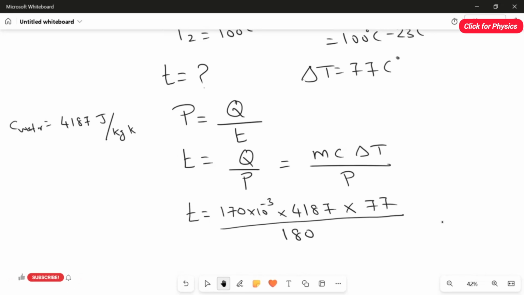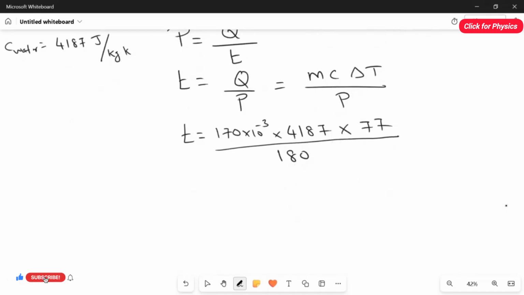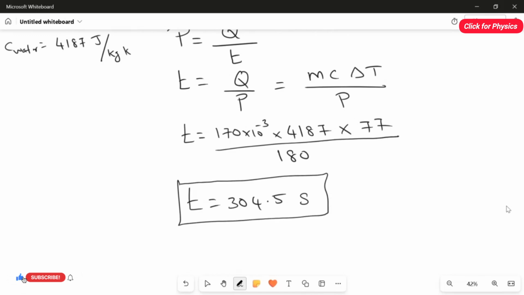So we have to find the answer now. So let's see what's the answer. 170 multiply 10 power minus 3 multiply 4187 multiply 77 over 180. Here we got the answer as 304.48. So the answer we got here is T equal to 304.48, and the unit for the time is second. So this is the answer for this question. That's it. Thank you.